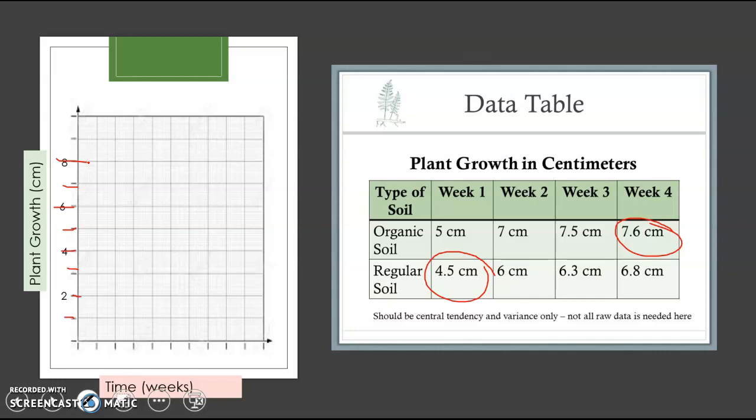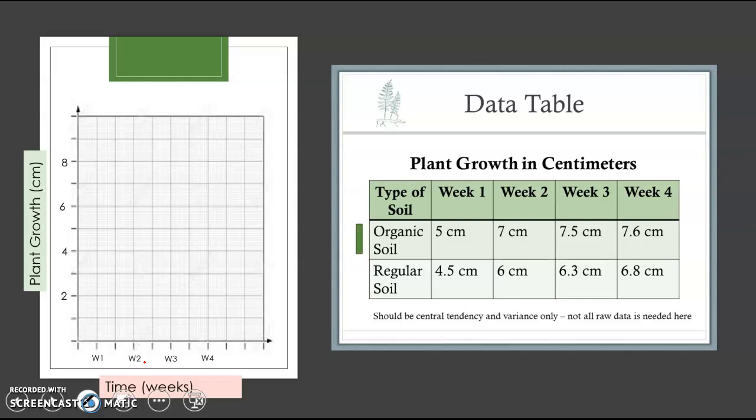For your time, you have 1, 2, 3, 4 weeks. So you have plenty of lines. You can have them skip every other one. So week 1, 2, 3, 4. Looks good. Spaced out, it's proportional, increments are correct.